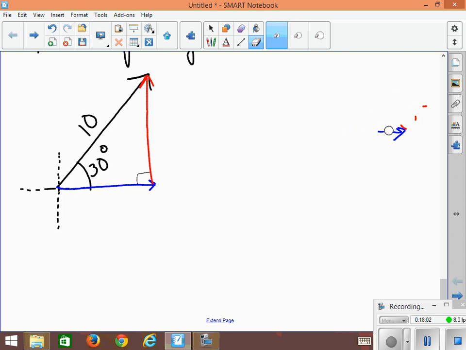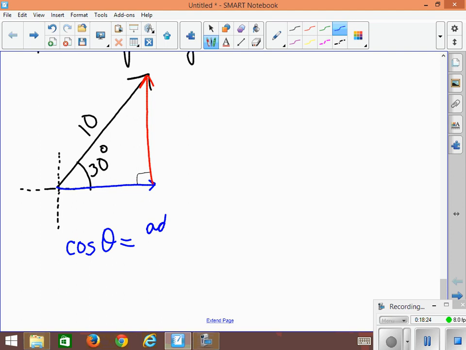Okay. Let's use some trigonometry then to figure out how we can get values for these. So we'll start with the x component. If you recall, the cosine of an angle, any angle, is equal to the adjacent side divided by the hypotenuse.